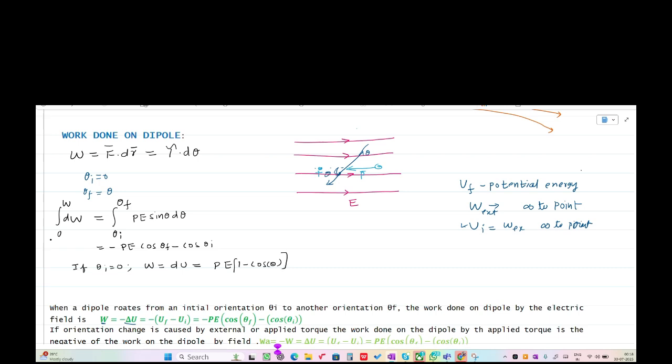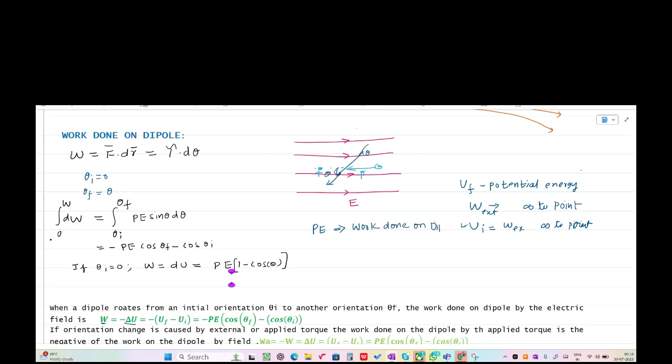So this is the change in potential energy, not the potential energy. The change in potential energy, which is equal to the work done, is equal to PE into (1 minus cos theta). Whereas potential energy means the work done. Potential energy is the work done on the dipole.